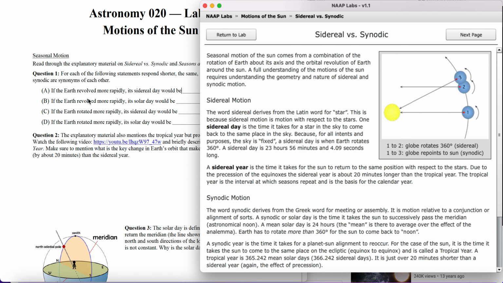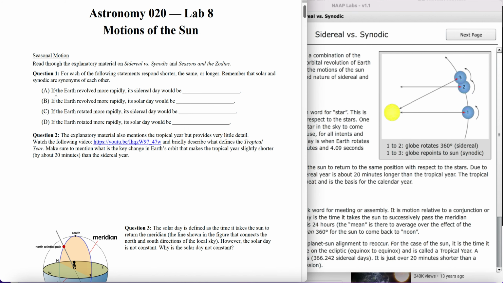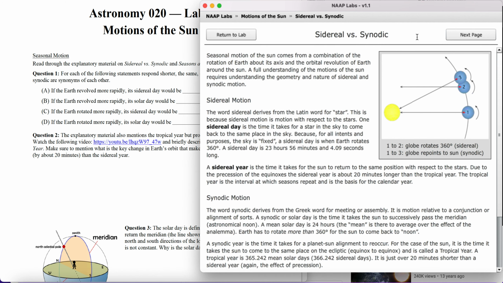But as far as question 1 goes, there are a number of questions. I'll go ahead and read number A here. If the Earth revolved more rapidly, its sidereal day would be blank. And here you're going to put whether it'd be shorter, the same, or longer. And you should be able to get that information out of this background reading here.